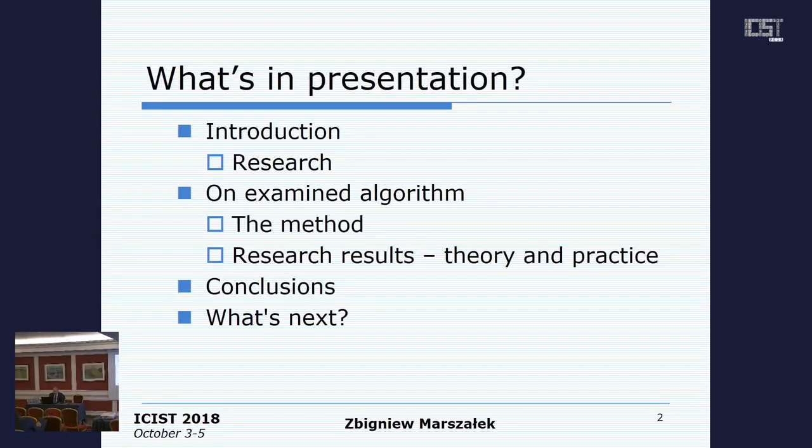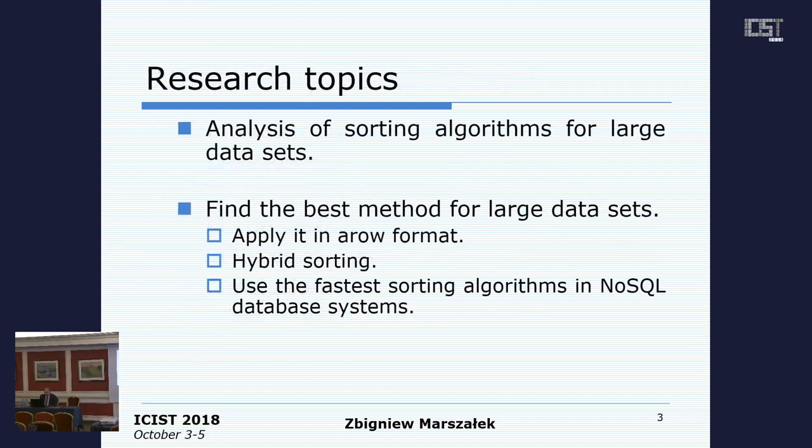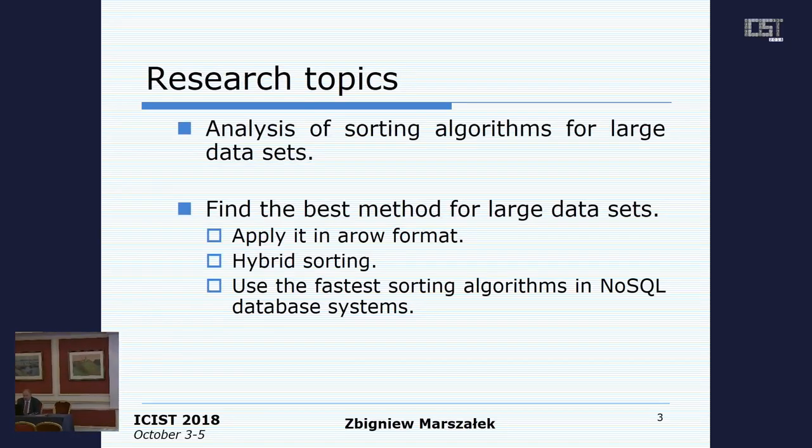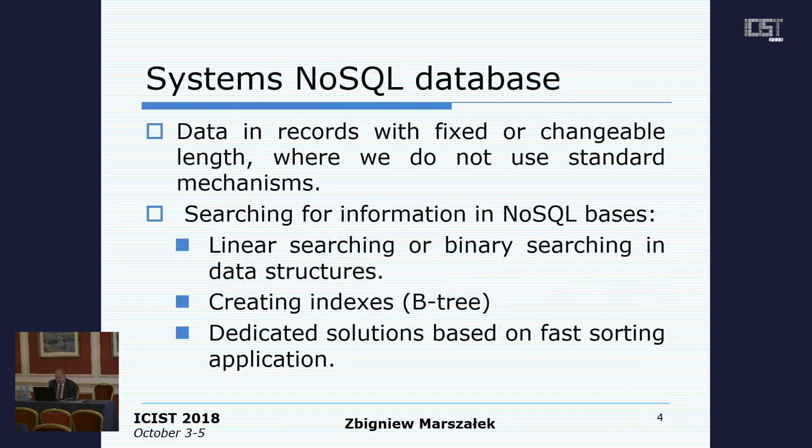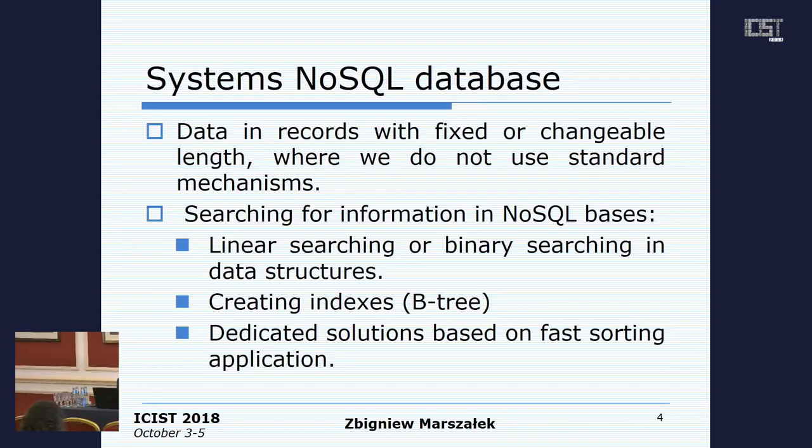Modification of parallelization for faster algorithm. The presentation covers: introduction, research on the examined algorithm, the method, research results, theory and practice, conclusion, and what's next. Research topic: analysis of sorting algorithms for large data sets, finding the best method for large data sets applied to raw format, hybrid sorting, using the fastest sorting algorithm in NoSQL database systems.